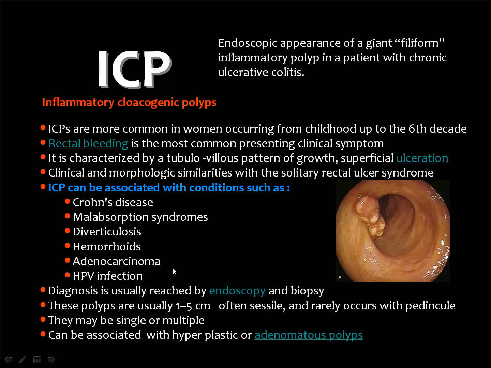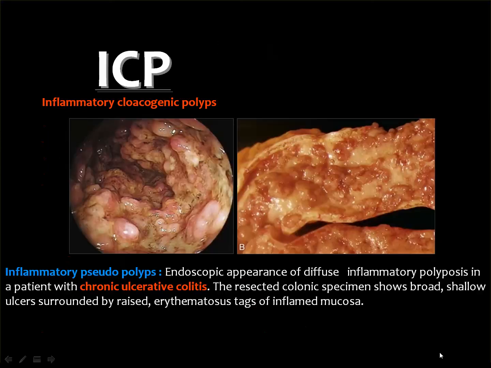and these conditions also may be associated with adenocarcinoma or human papilloma virus. The diagnosis is by endoscopy and biopsy. Polyps are in the range of 1 to 5 centimeters, and they may be associated with hyperplastic or adenomatous polyps. I mean, these inflammatory polyps can be present at the same time with these types of polyps.